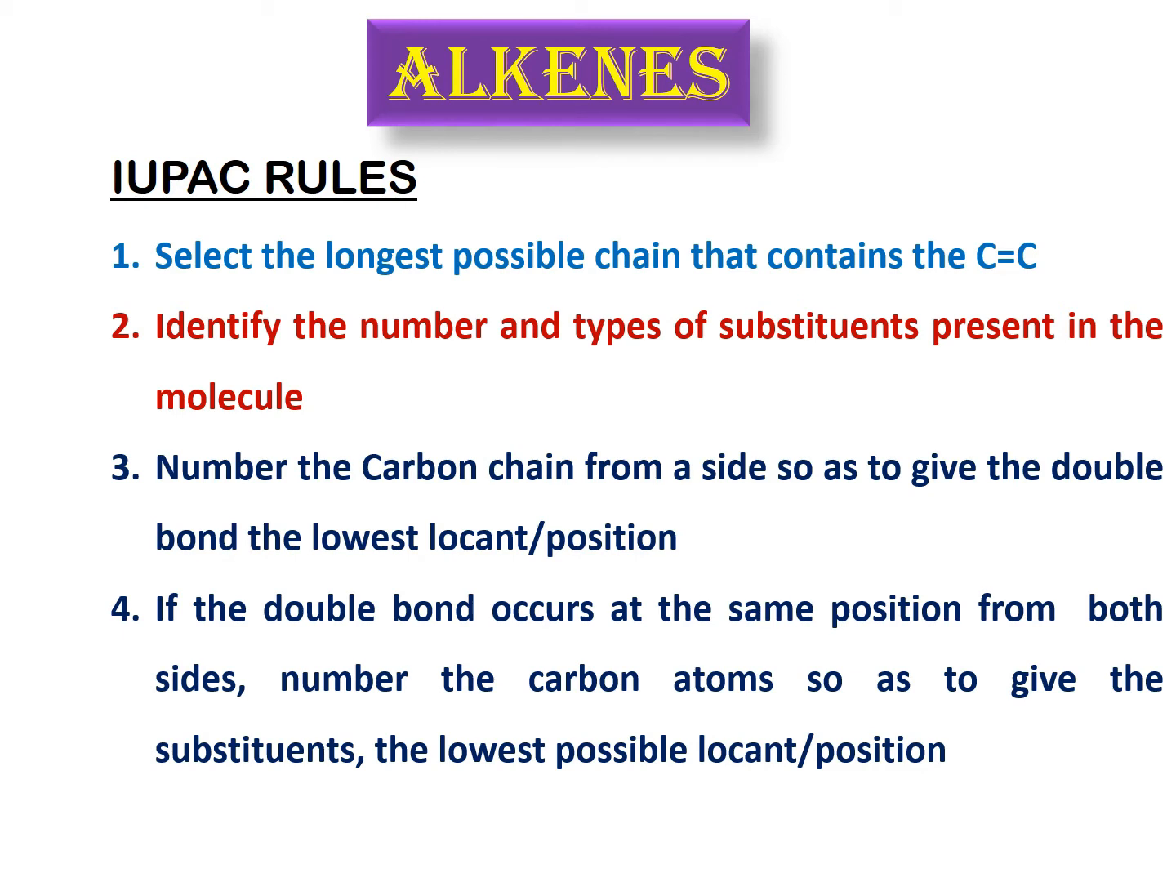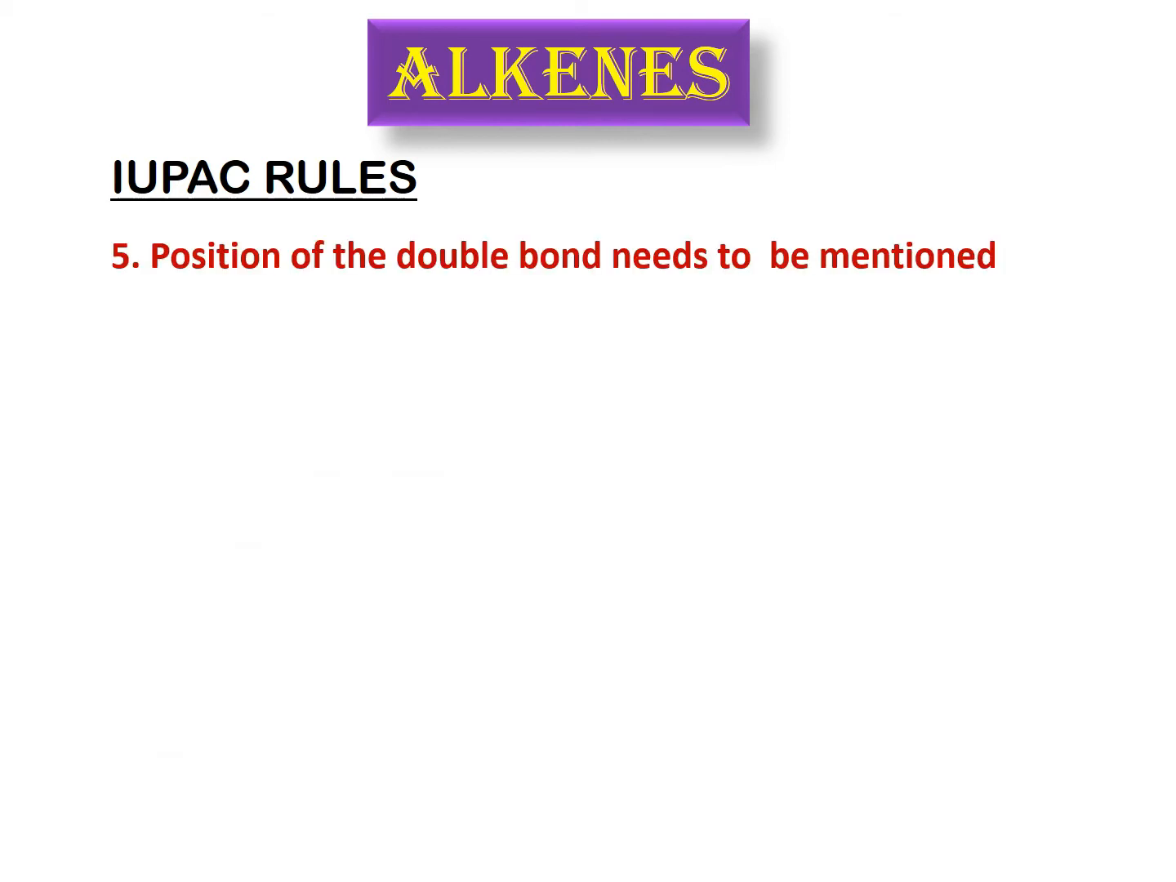First, you have to take into account the position of the double bond, but if it is the same from both the left and right hand side, then you have to take into account the position of the substituents, and you start numbering from an end so that the substituents get the lowest position. And then you have to mention the position of the double bond, of course, while writing the name of the compound. And finally, you name the molecule as follows.